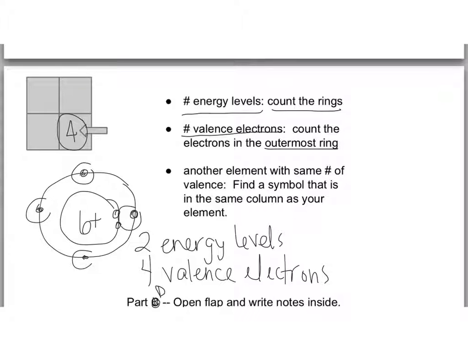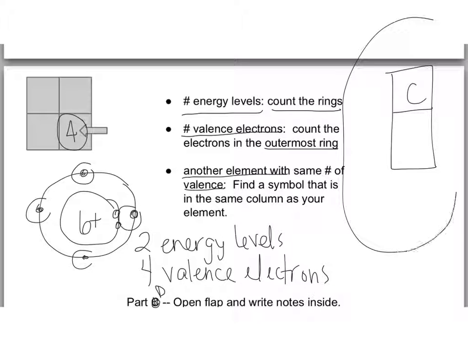And then if you were to be asked another element with the same number of valence electrons, you simply find carbon on the periodic table, and you would just look in the same family that goes vertically, and you would see silicon underneath carbon. So silicon has the same valence as carbon.